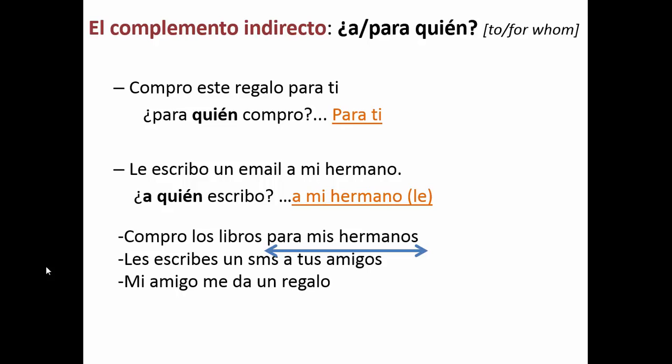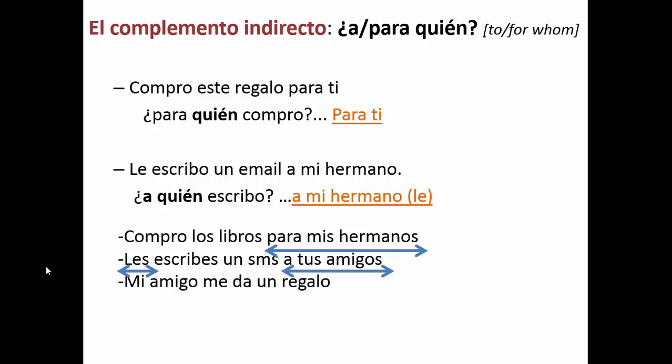Les escribes un SMS a tus amigos. You write them to your friends, referring to a text message. A tus amigos is the indirect object, and les is the indirect object pronoun that goes with it.